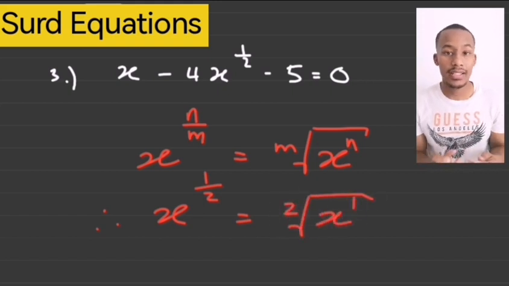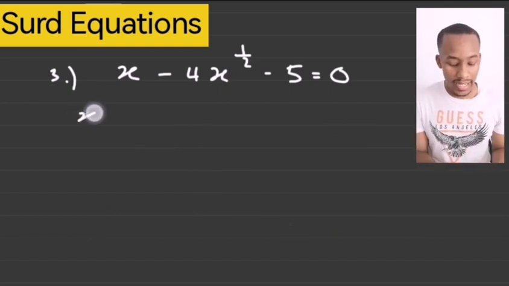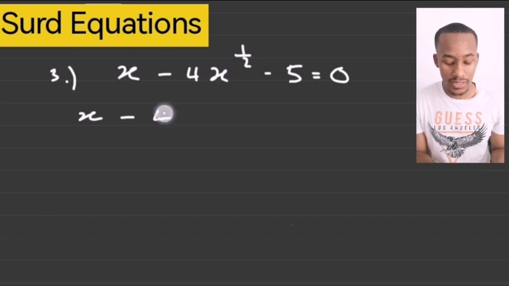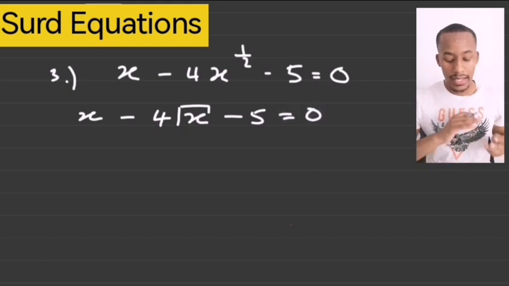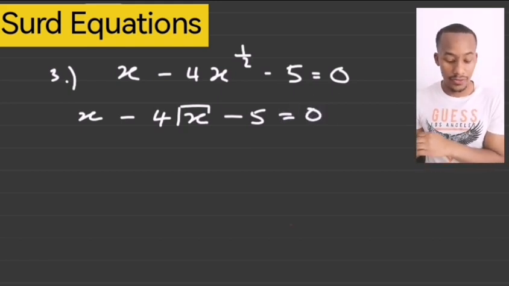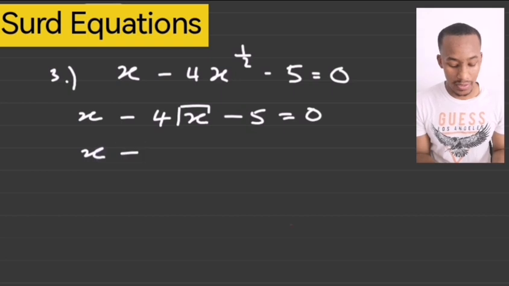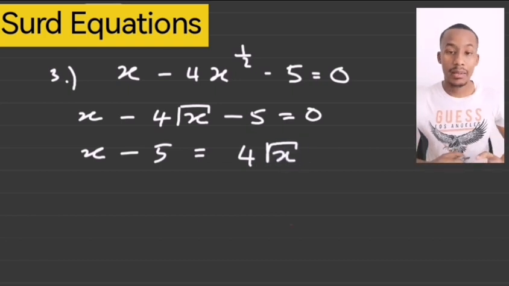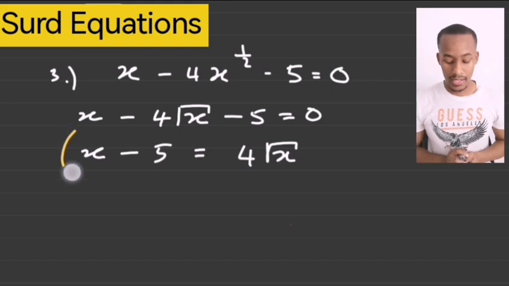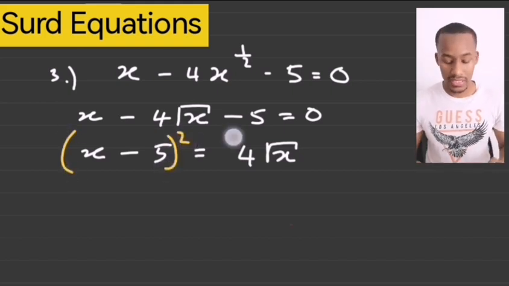So we can rewrite this equation as if it was a surd equation to begin with. So now we have x minus 4 times the square root of x minus 5, and that's equal to 0. Then I'm going to take over the negative 4 square root x, and that gives me x minus 5 for square root x. Keep in mind now that I'm isolating the surd. I'm getting the square root all on its own. At this point, I can now square both sides.